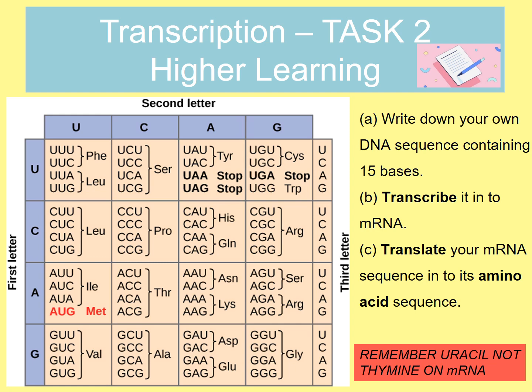You've then been asked in B to transcribe it into messenger RNA. Please remember that in messenger RNA, there is no thymine, it's replaced by uracil. And then in C, using your messenger RNA sequence, can you translate that into your amino acid sequence using the grid on the screen?